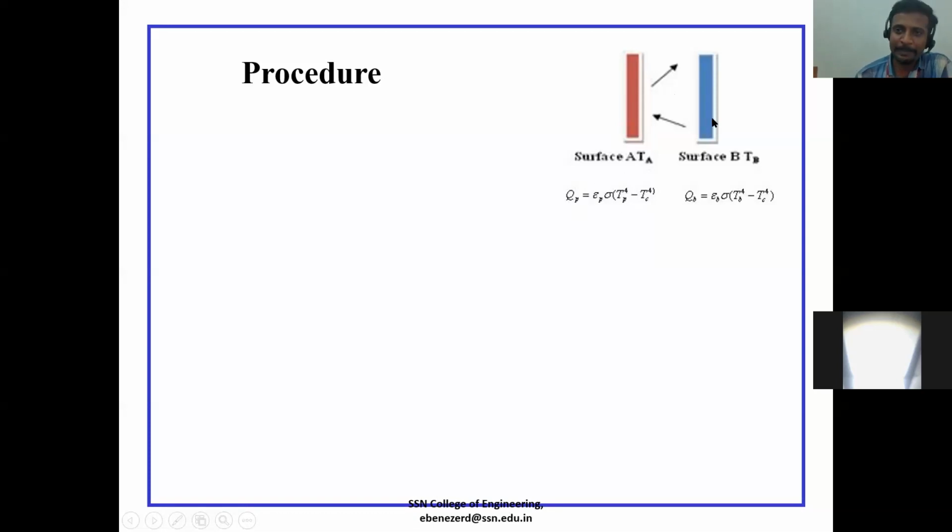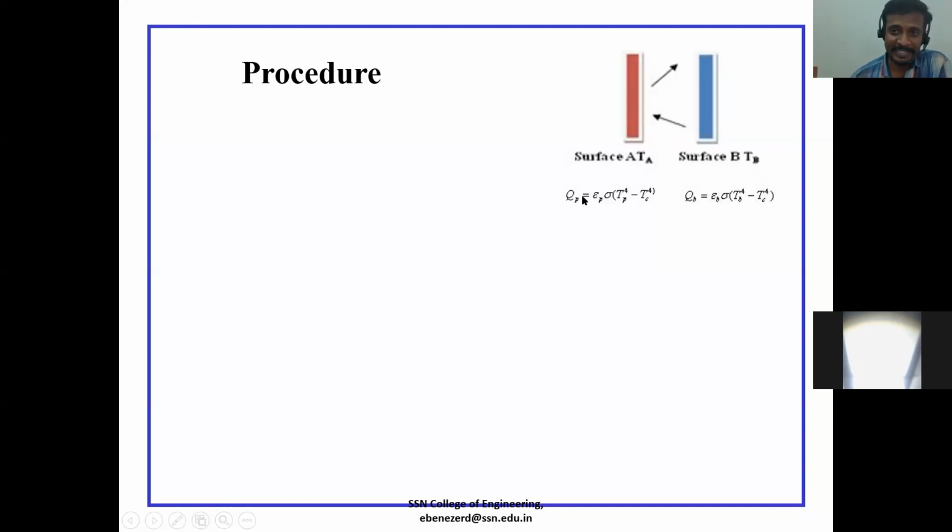Similarly, you take the black body plate. For that also, the emissivity of the black body is 1, times the Stefan-Boltzmann constant, times the temperature of the black body for a given amount of voltage and current, and the temperature of the surrounding. So this is the amount coming out from the black body. This is the amount coming out from the test surface.